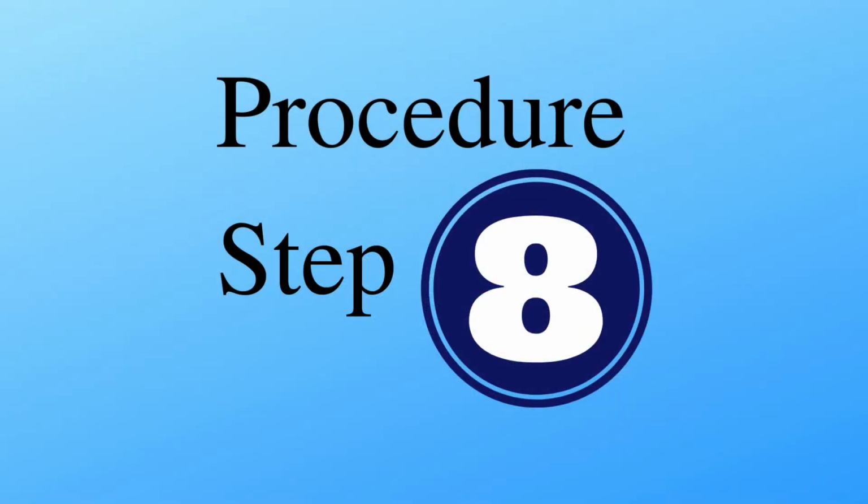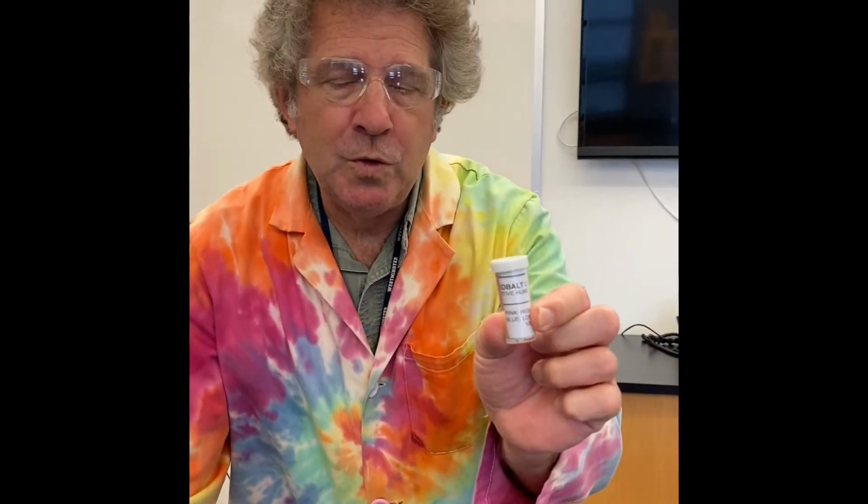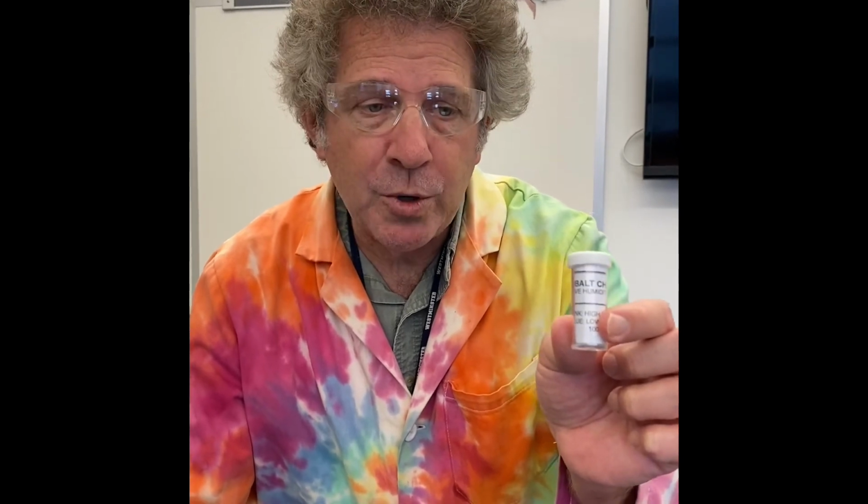Next step we're going to test a product of the burning candle. And to do that, we're going to use this test paper that is called cobalt chloride paper. Cobalt chloride paper is used to test the presence of water. Cobalt chloride paper is blue, and when it comes in contact with water, it's going to turn a very light pink, almost whitish color. And let's see how we're going to use this with the candle.